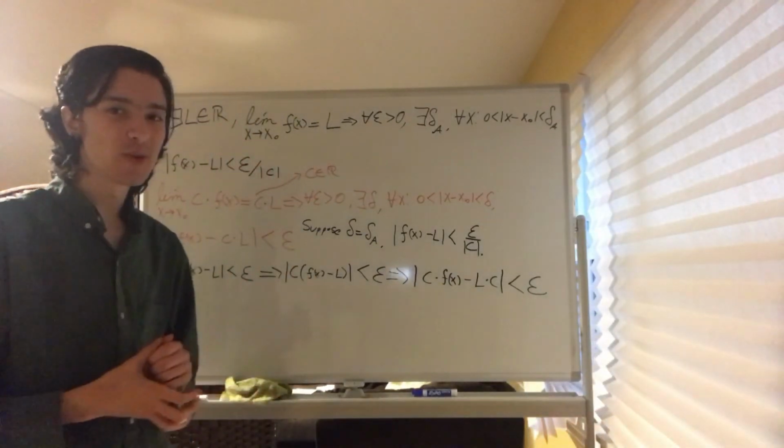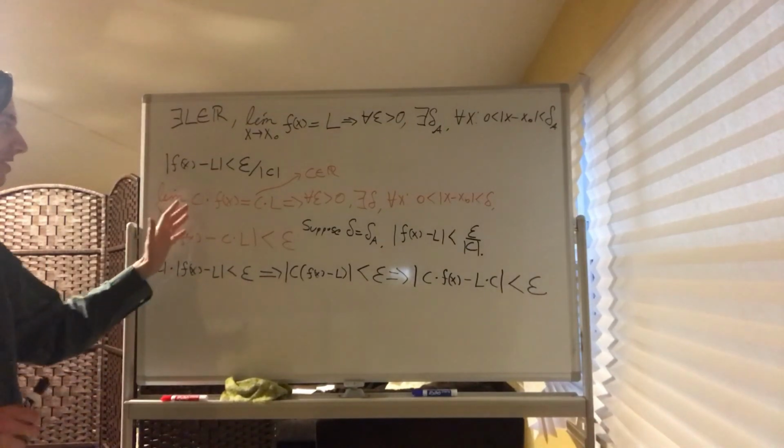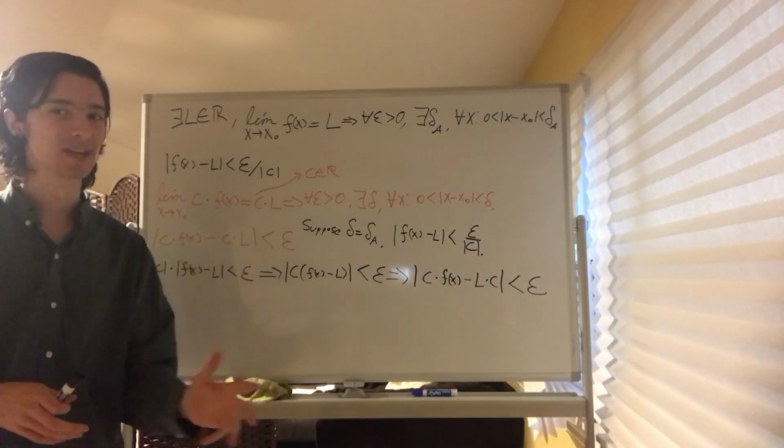And therefore, we have a proof that the limit of a constant times a function is the same thing as the constant times the limit of the function.